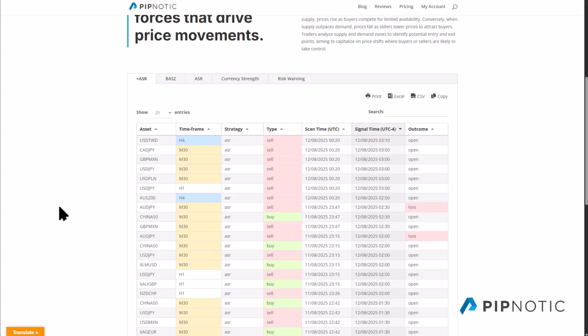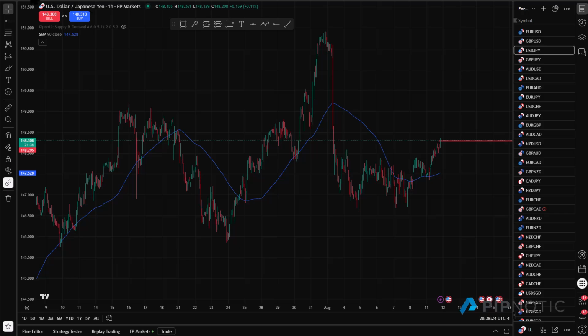If we have a look at one more, let's have a look at the pound, Mexican peso.